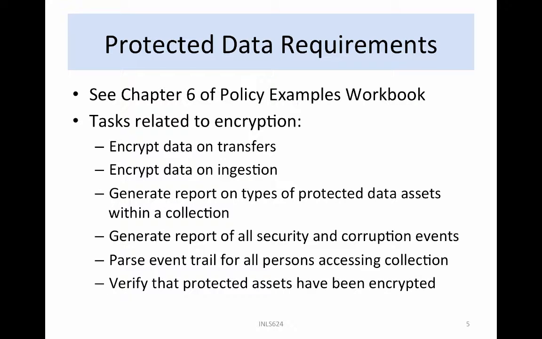Chapter 6 of the Policy Examples Workbook defines tasks related to encryption that are required for protected data. The tasks include: encrypt data on transfers, encrypt data on ingestion, generate report on types of protected data assets within a collection, generate report of all security and corruption events, parse event trail for all persons accessing collections, and verify that protected assets have been encrypted.